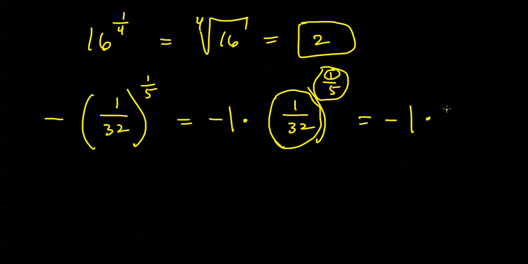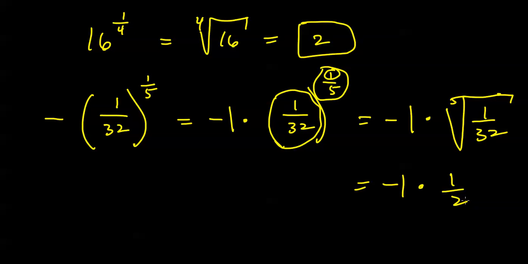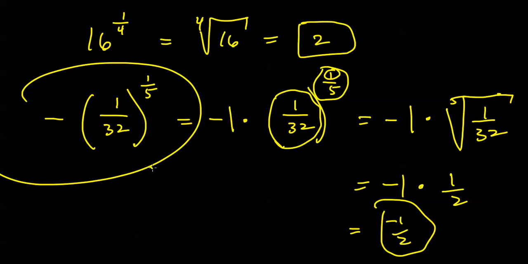It's minus 1 times the fifth root of 1/32, right? And the fifth root of 1/32 is, of course, a half. A half times a half times a half times a half times a half is 1/32. And, of course, minus 1 times 1/2 is negative 1/2. So my final return for this example is negative 1/2. Okay?